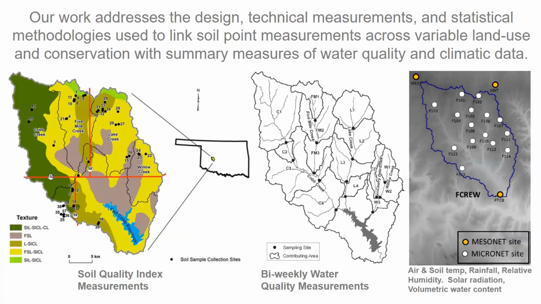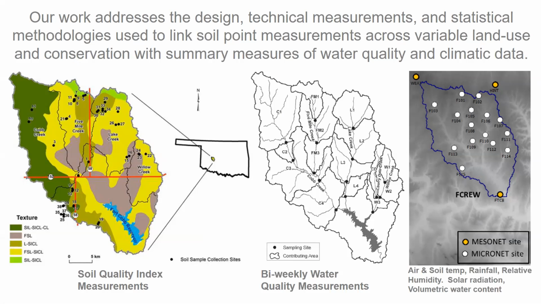So at all 3 sites, our work addresses the design, technical measurements, and statistical methodologies used to link soil point measurements across variable land use and conservation. In this example, the diagram in color represents different soil series. So each soil series is a different texture. And then the circles that are in black represent the variable land use and conservation.